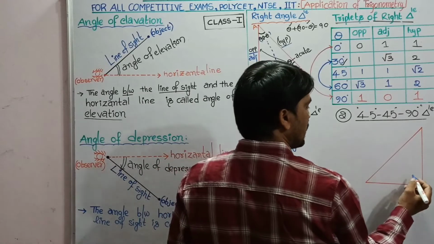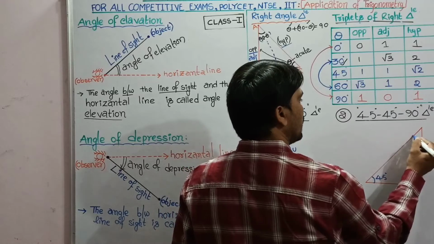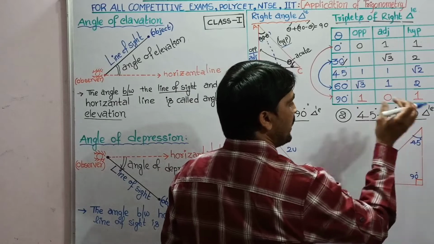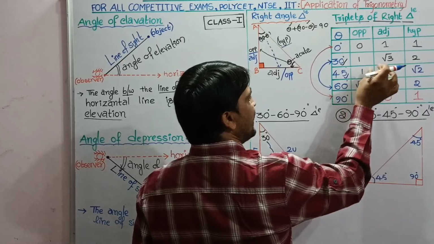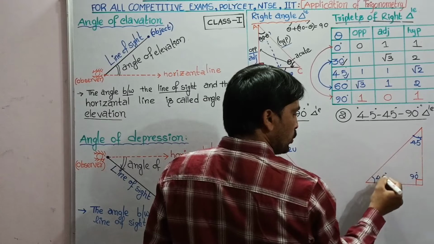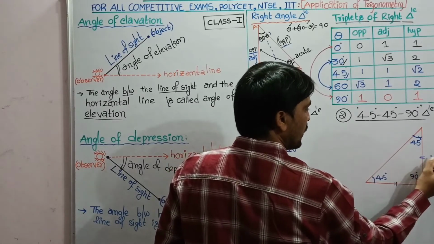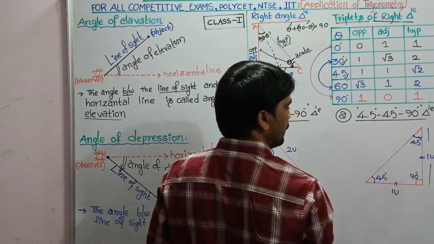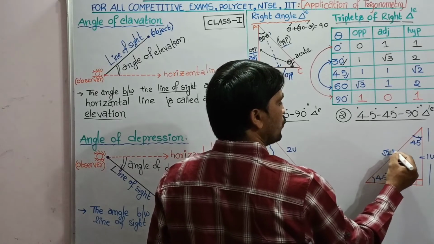Next, consider another triangle. This is 90 degrees, and with 45 degrees, automatically the third angle is 45 degrees. So 45, 45, 90. Consider the triplets of 45 degrees. The opposite side and adjacent side are 1. As we all know, both the angles are equal in the triangle, so their opposite sides are also equal. If one is 1 unit, then the other is also 1 unit. Then the side opposite to 90 degrees is root 2 units.